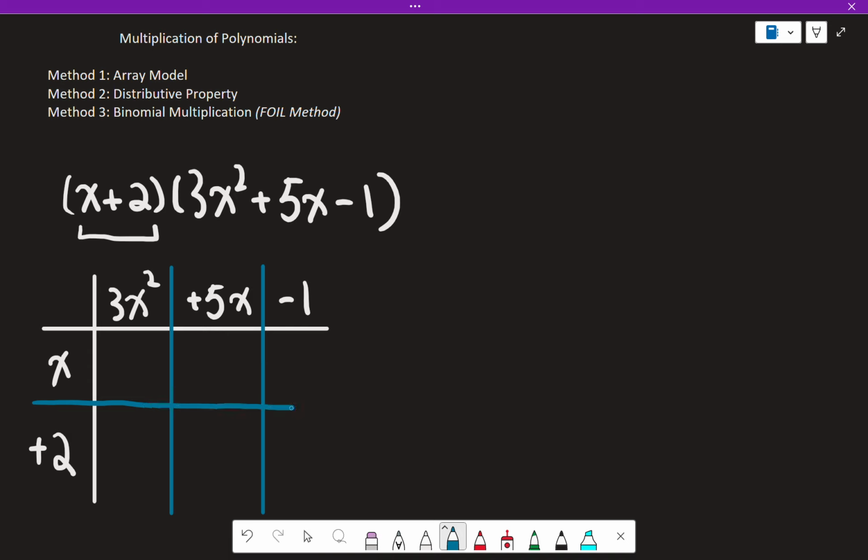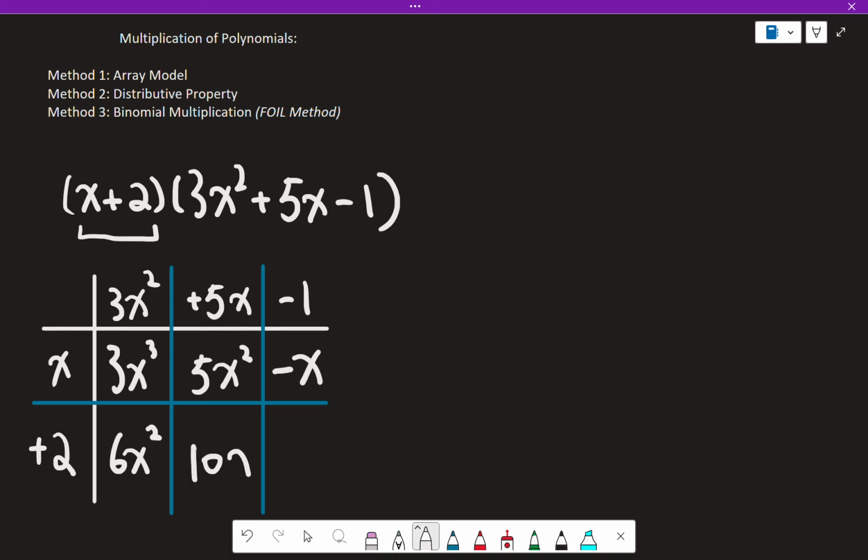So we would like to multiply this and x and 5x and x and negative 1. So if we multiply x by 3x squared, we would get 3x cubed. X times 5x is 5x squared, and x times negative 1, we will get negative x. 2 times 3x squared, we will get 6x squared. 2 times 5x, we will get 10x. And 2 times negative 1, we will get negative 2.